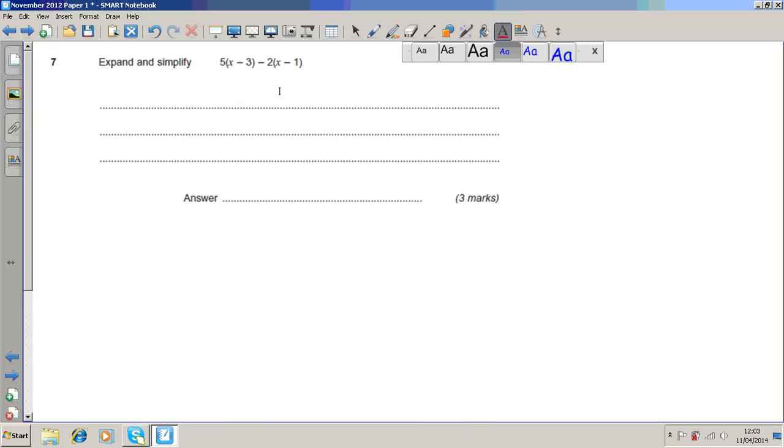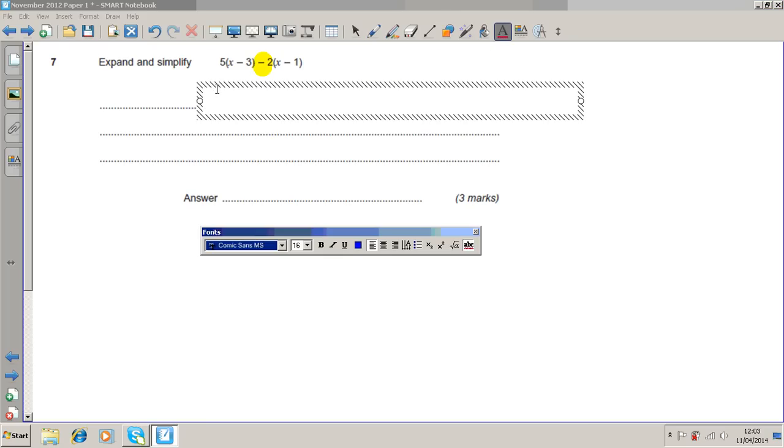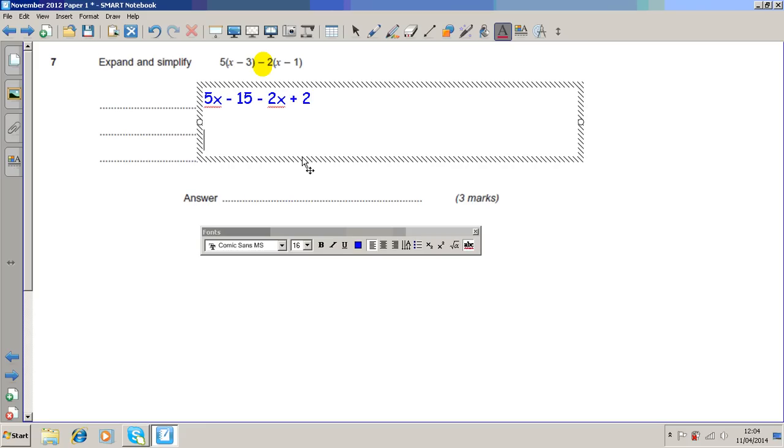Expand and simplify. The key here is, I'm going to highlight it, that minus sign there. Got to be careful with it. Okay, there we go, now let's talk through it. So first bracket, 5 times x, 5x, winner. 5 times minus 3, minus 15. Minus 2 times x, minus 2x. And then this is the tricky bit, it's not 2 times minus 1, it's minus 2 times minus 1. And minus times minus makes positive, so positive 2.